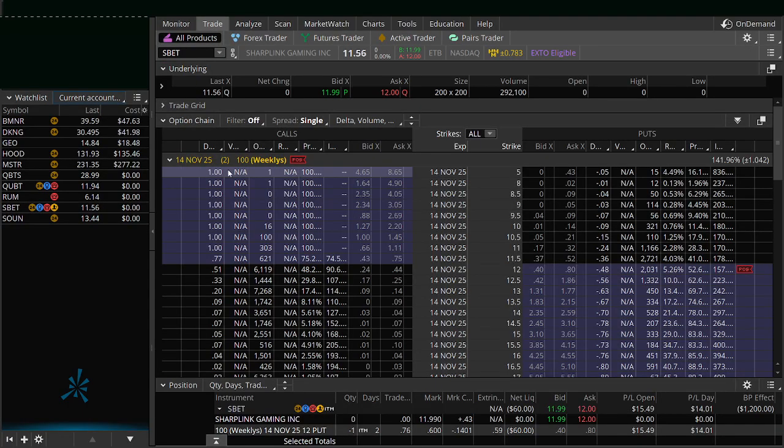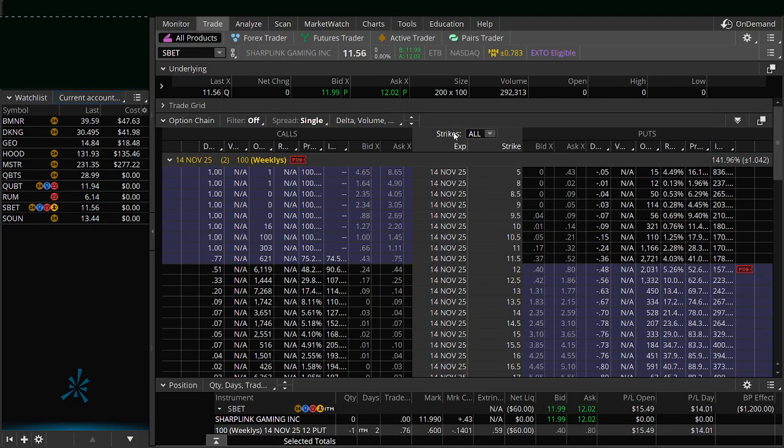When I go to trades, however, there's a couple things that I want here. I want underlying expanded. I want trade grid closed. I want option chain expanded. And then I want positions expanded. And that's it. That's all I want there. Now, a couple things people don't realize, but obviously underlying, this is the last known price or last published price.